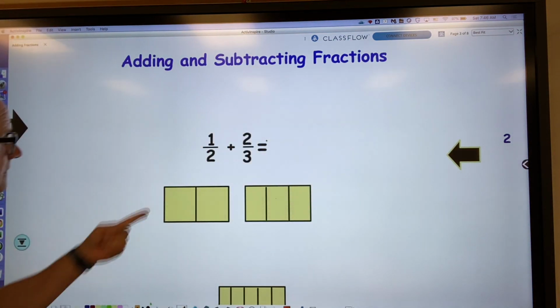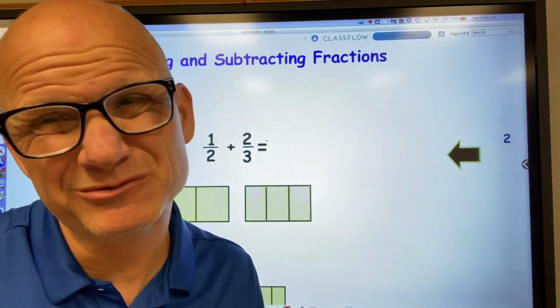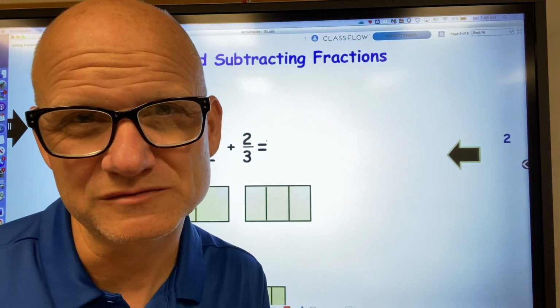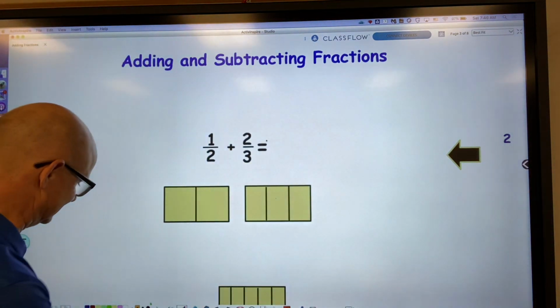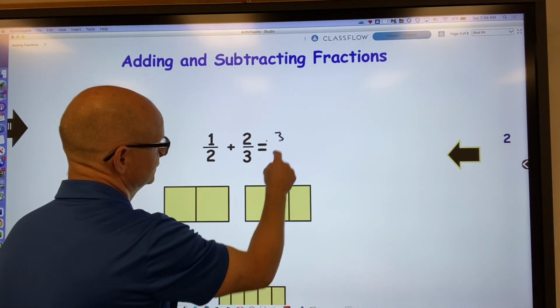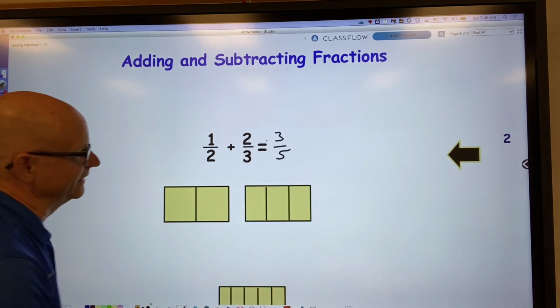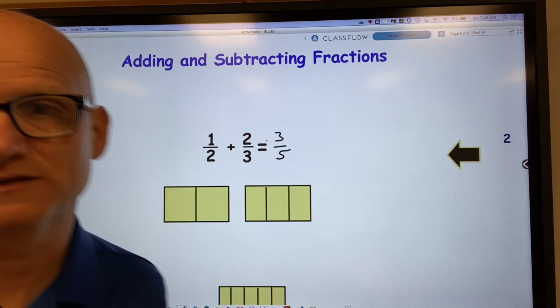So interesting, I have 1/2 plus 2/3, and I see this often, probably with fourth graders, maybe not with sixth graders. If you ask them to add the two fractions, they would say, oh, well, 1 plus 2 is 3, and 2 plus 3 is 5. Therefore, 1/2 plus 2/3 is 3/5.